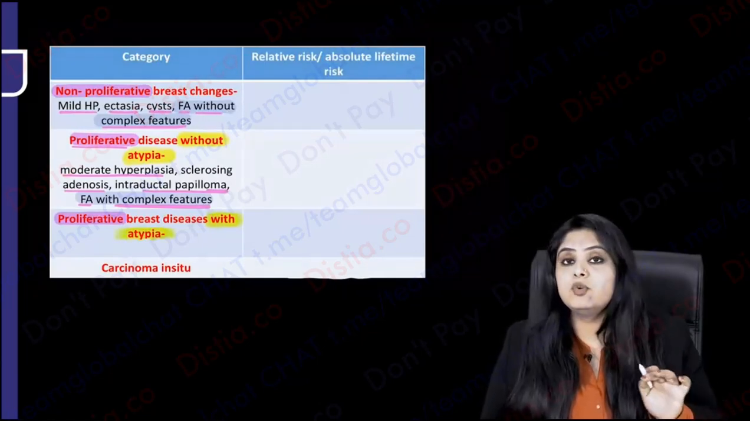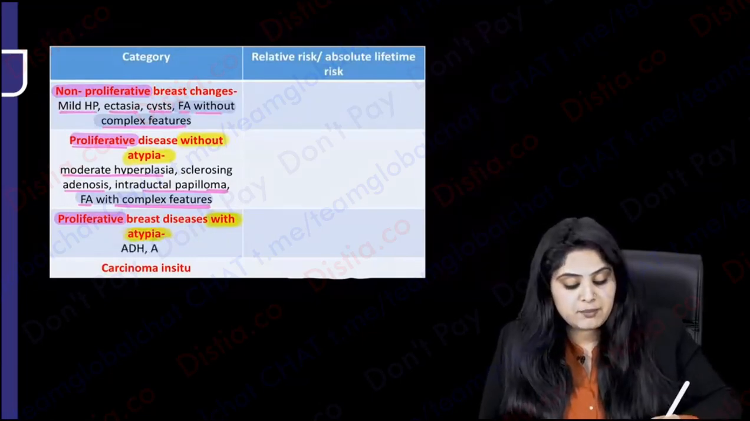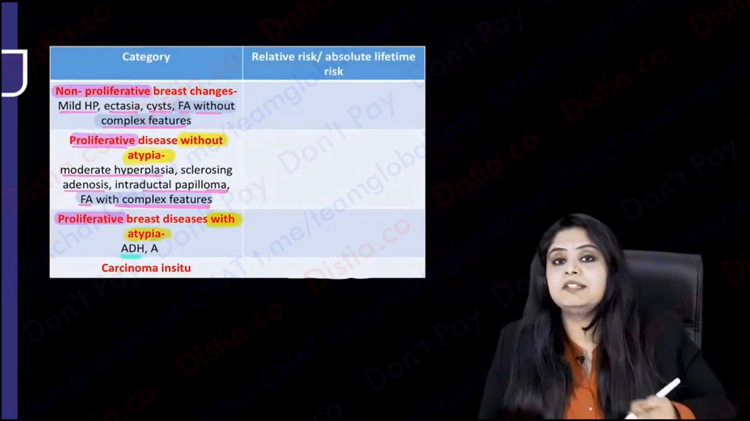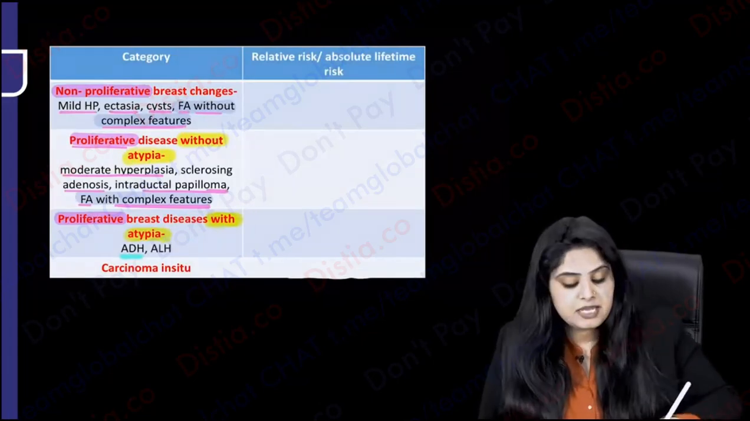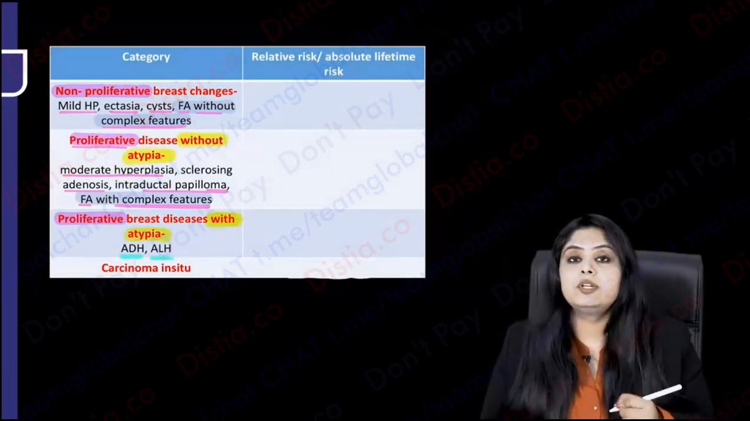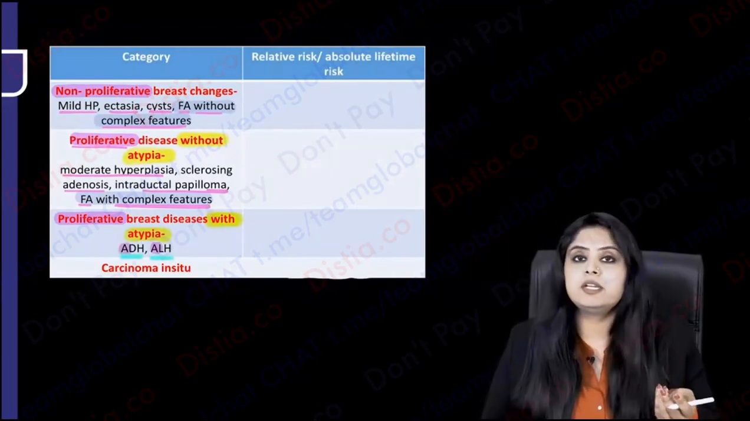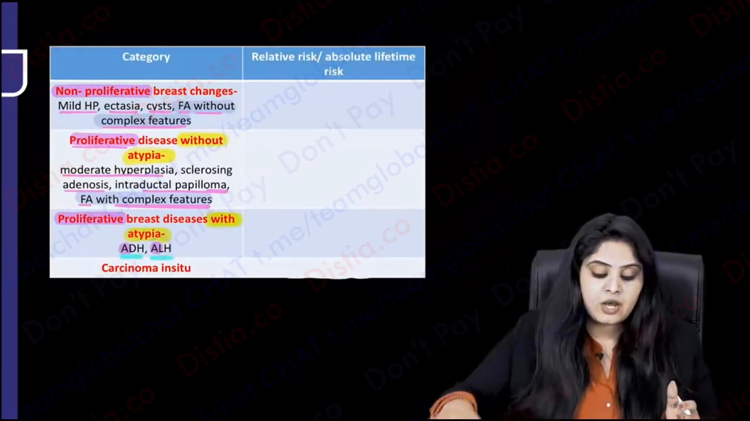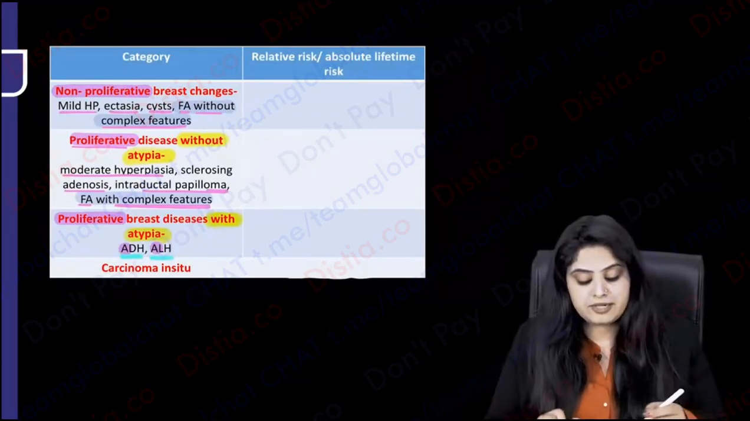Now, till here, there were no bad-looking cells, but finally, I have two diseases in which there are bad-looking cells. And what is that? Atypical ductal hyperplasia and atypical lobular hyperplasia. So it's very simple to identify that as soon as the word atypical comes, I will obviously put it under the atypia category. Now, having said that, what is it that I have to know from the point of view of its absolute and relative risk?